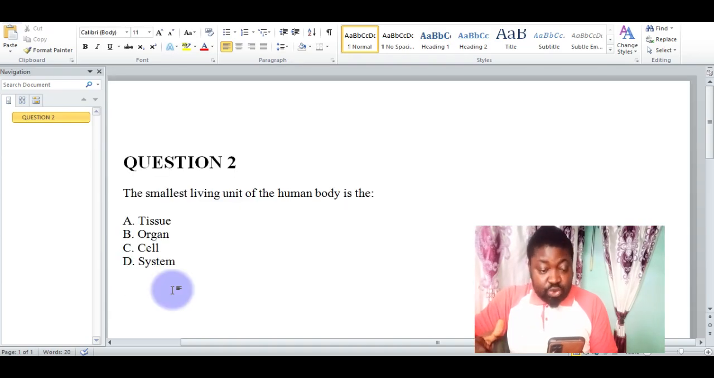In the next question, we are being asked, the smallest living unit of the human body is A, tissue, B, organ, C, cell, D, system. Which is the smallest unit of the body? The answer here is C, which is the cell. The cell is the smallest living unit of the human body. Let's look at the next question.